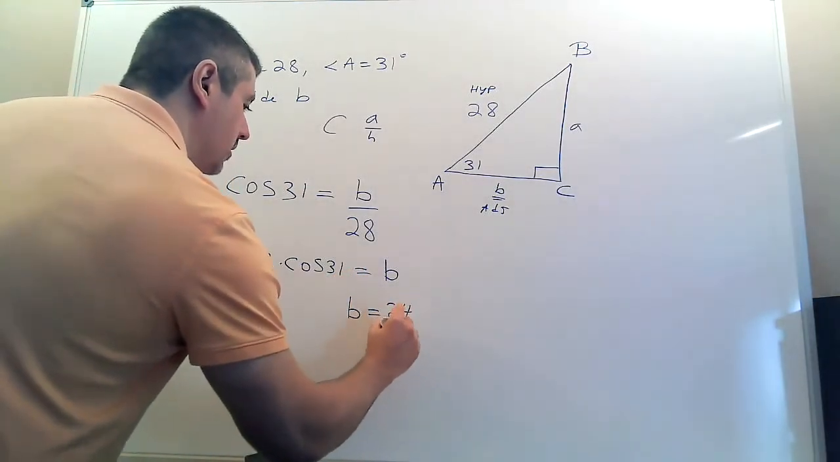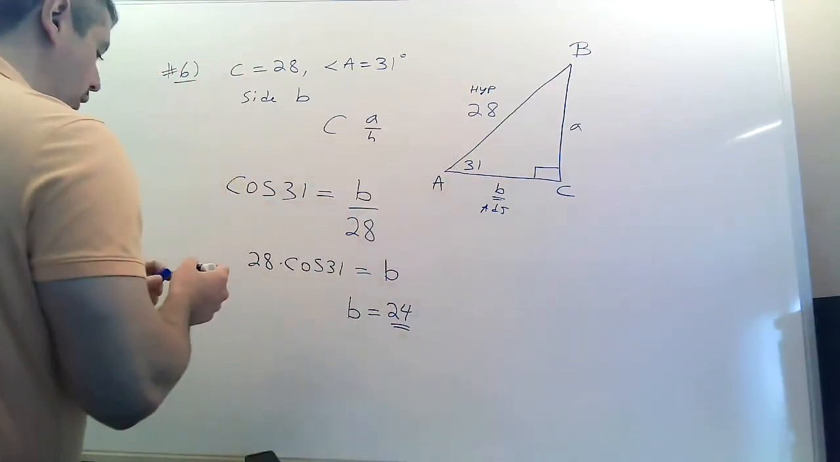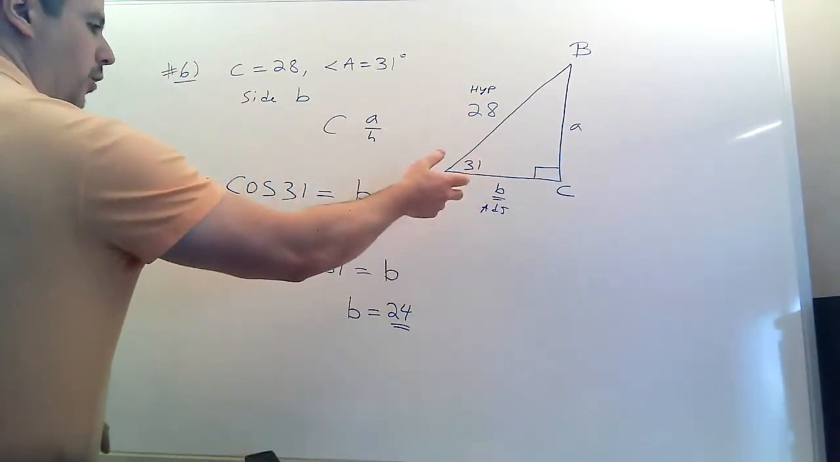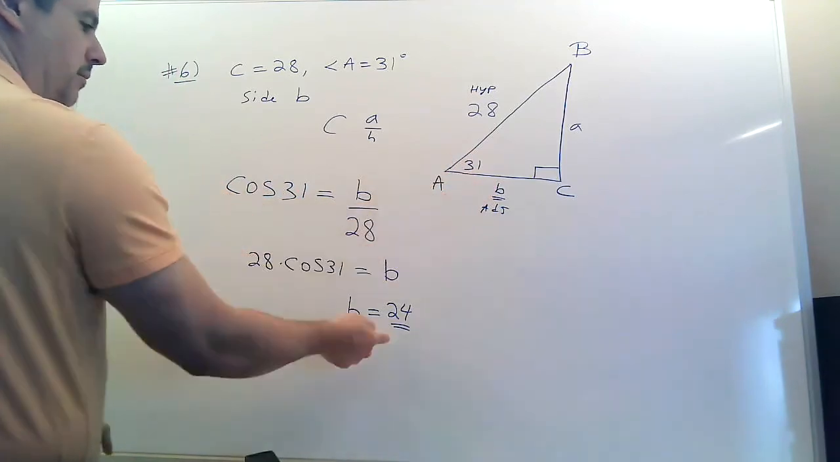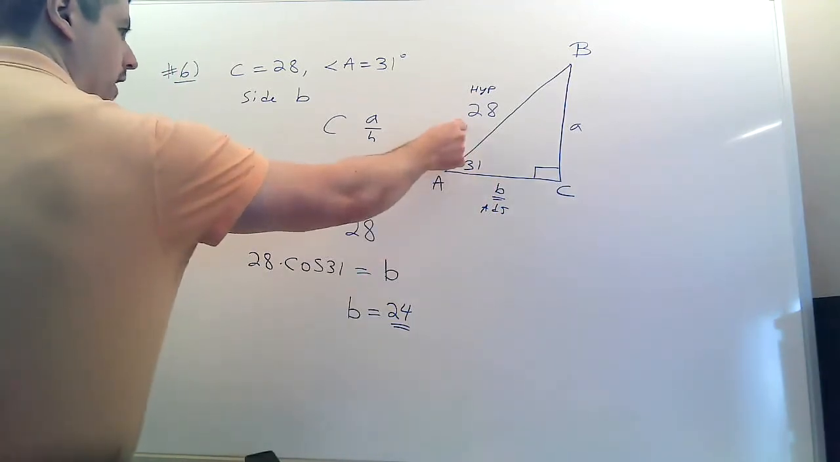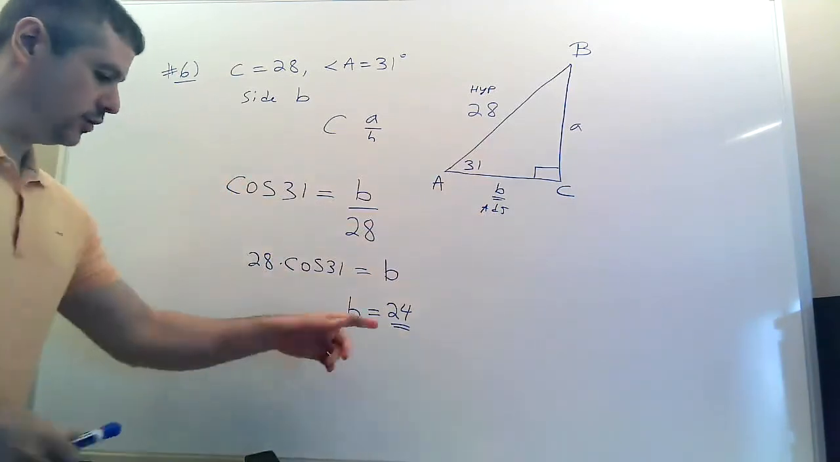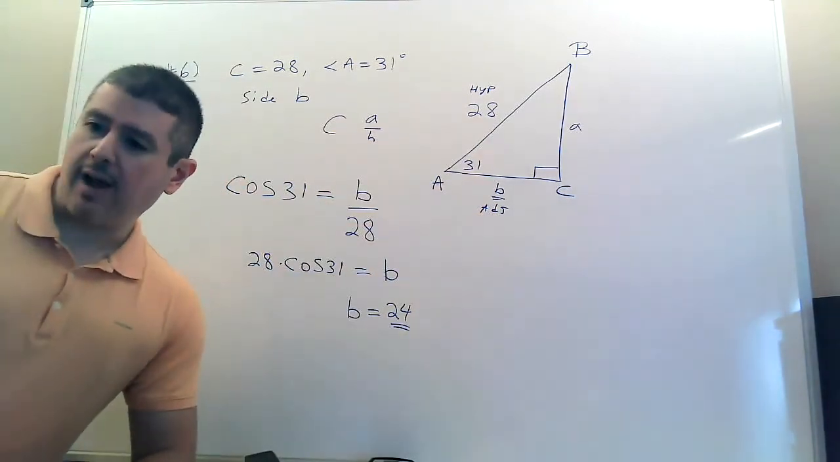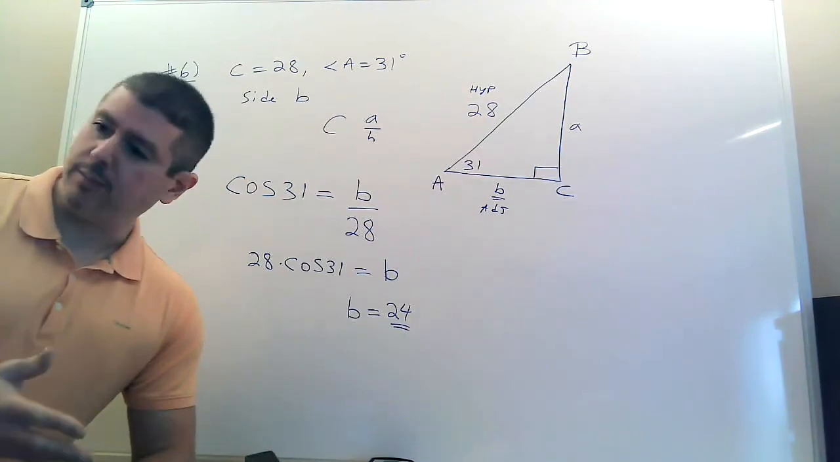So the missing side, and you know what? It does make sense, because the hypotenuse is 28. This side should be certainly not too far away from that. Maybe 17, 18, 19. 24 is cool. This is the biggest side of the 3. If you somehow got B to be 30, you can't have a bigger side than the hypotenuse. The hypotenuse is the biggest side.